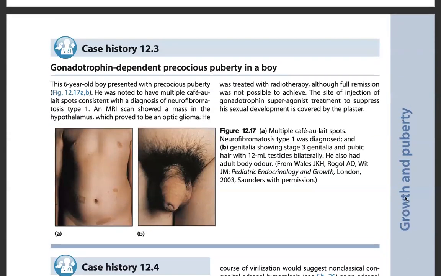Now, the case history: gonadotrophin-dependent precocious puberty in a boy. This 6-year-old boy presented with precocious puberty. He was noted to have multiple café-au-lait spots consistent with a diagnosis of neurofibromatosis type 1. An MRI scan showed a mass in the hypothalamus, which proved to be an optic glioma. He was treated with radiotherapy, and although full remission was not possible to achieve, the site of injection of gonadotrophin superagonist treatment to suppress his sexual development is covered by the plaster.